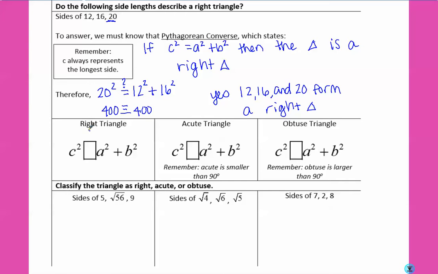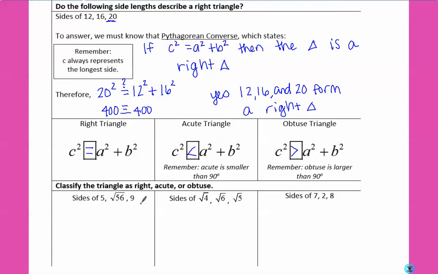So we just saw that for it to form a right triangle, c squared must equal a squared plus b squared. If c squared is less than a squared plus b squared, then it's an acute triangle. Acute means smaller than 90 degrees, and c squared is smaller than a squared plus b squared. For it to be an obtuse triangle, c squared must be greater than a squared plus b squared. Remember, obtuse is larger than 90 degrees, and c squared is larger than a squared plus b squared.